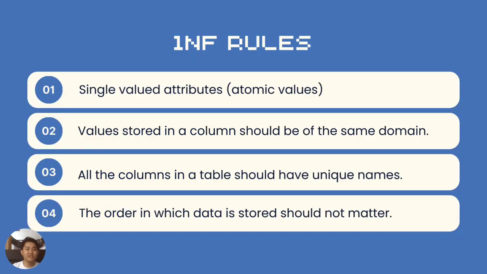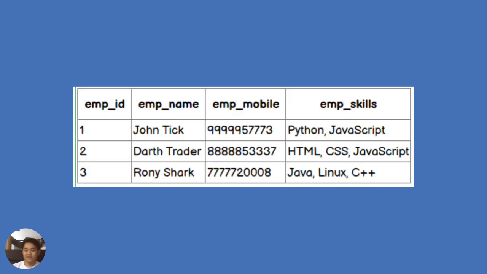So there are rules in normal forms. The first one would be the 1NF rules, or the first normal form rules. Rule number one is that single valued attributes, atomic values, should be followed in your table. So what does that mean? In this example, we have employee skills and employee mobile, employee name and employee ID. As you can see in the employee skills of John Tech, you have Python and then JavaScript. That should not be the case because that would cause anomaly.